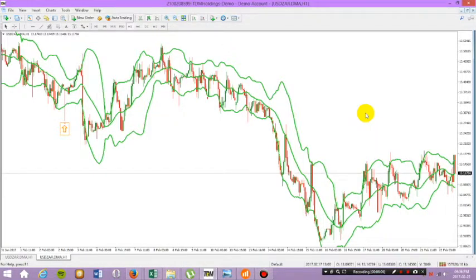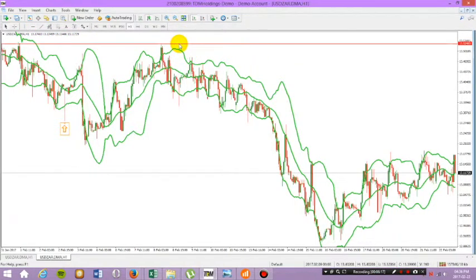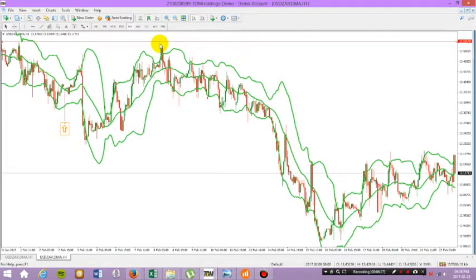Now the great thing with Bollinger Bands is that it's really straightforward when you want to put a stop loss and a take profit. If you're doing a sell, you would place your stop loss above this Bollinger Band by about 10-20 pips, obviously depending on where you are entering. In this instance, you would put it about 10-20 pips from your wick.